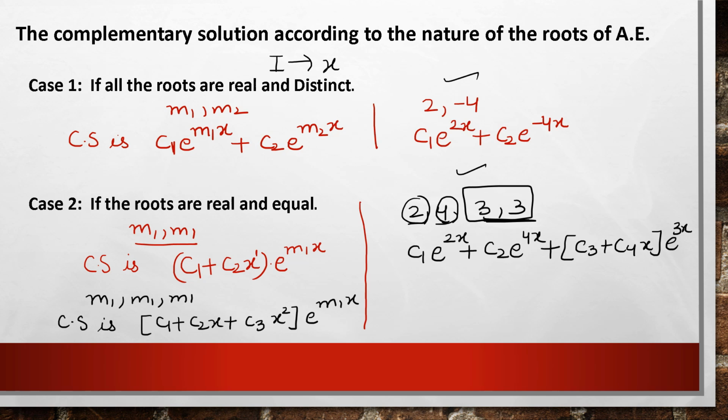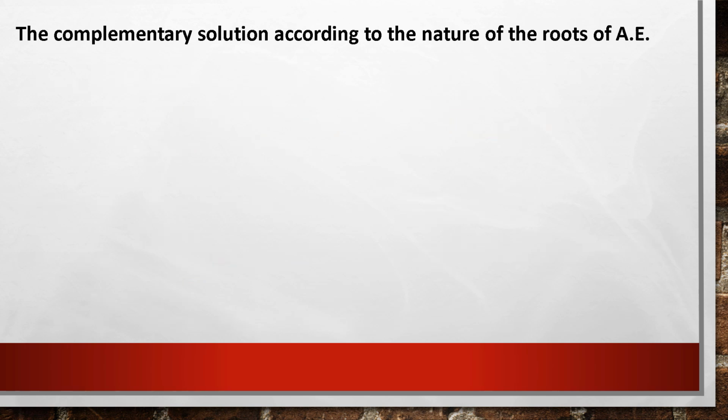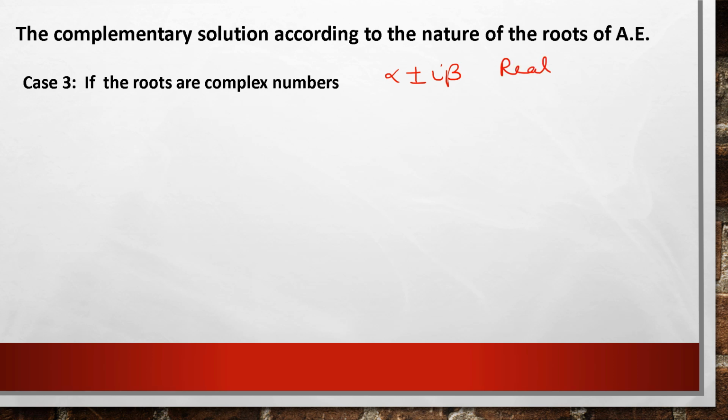Now let's see the next case. Now we'll see rule number 3. So what is rule number 3? Rule number 3 is if the roots are complex numbers. We know complex roots always exist in conjugate pairs. So let's say your roots come out as alpha plus minus iota beta. Then what is the real part of this? The real part is alpha. And what is the imaginary part? The imaginary part is beta, right?